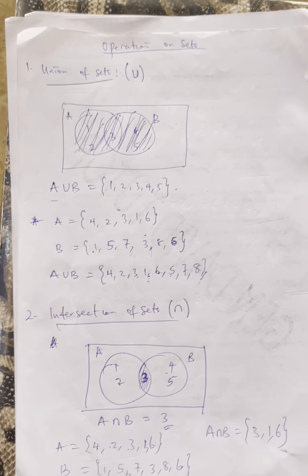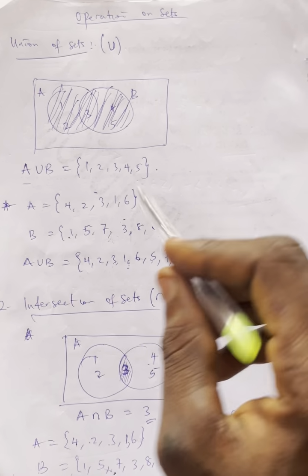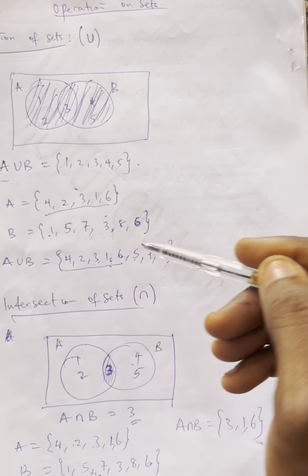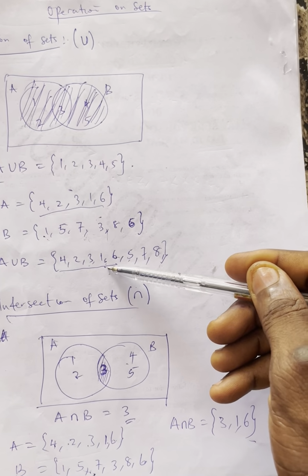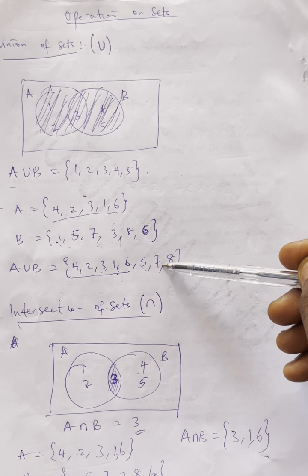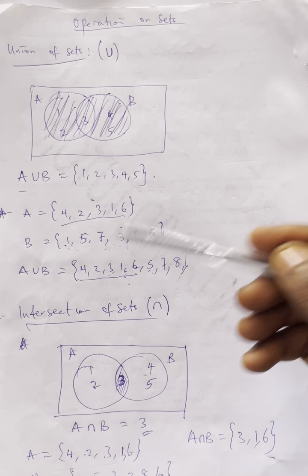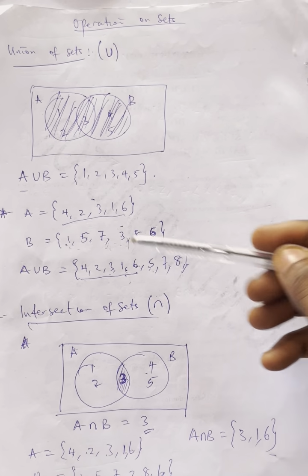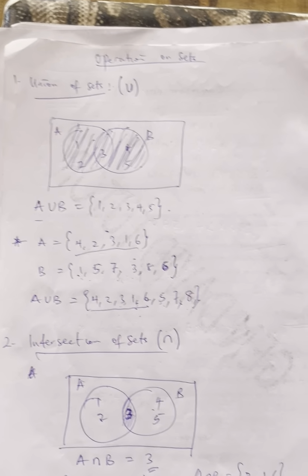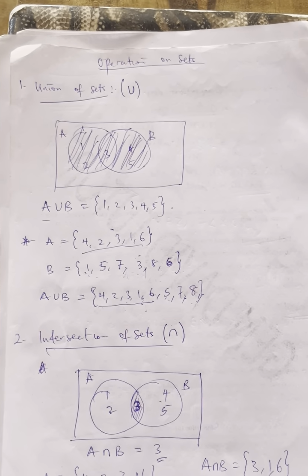But the union of the two sets is the combination. So that's why I have to start with A. I wrote all of A, then you now start with B. 1 is here, you've already written 1. 5 is here, you've not written it, you write it. 7 is here, you've not written it, you write it. 3 is here already, so you don't write it. 8 is not here already, so you write it. So that's how you write the union, and this one is the intersection. So next one we talk about.